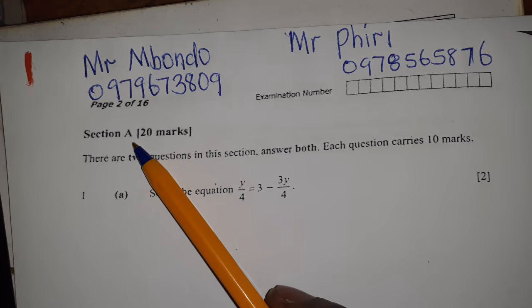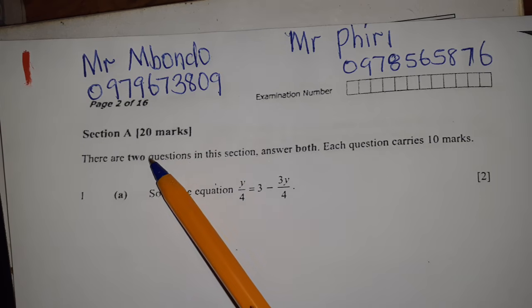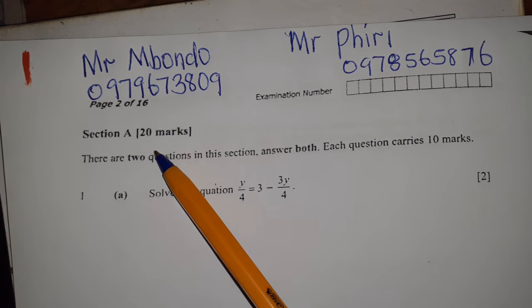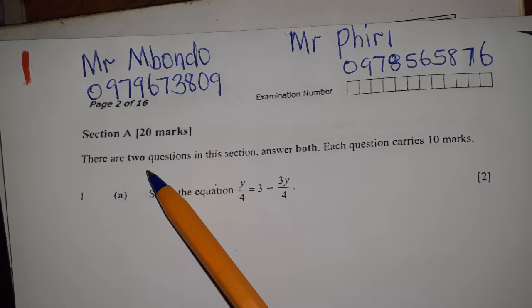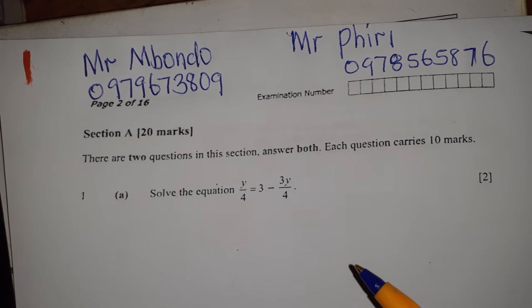We have two sections in grade 9 paper 2. Section A has two questions and they are both compulsory. So it's a must. You have to answer the first two questions. Then from section B, you are going to pick the other 3 to make it 5, because in total you're supposed to answer 5 questions. So without wasting your time, let's get started.